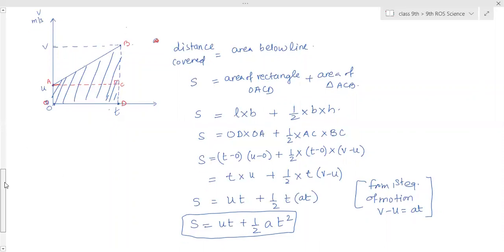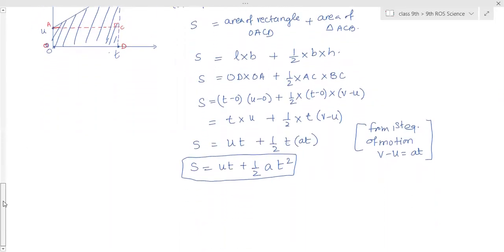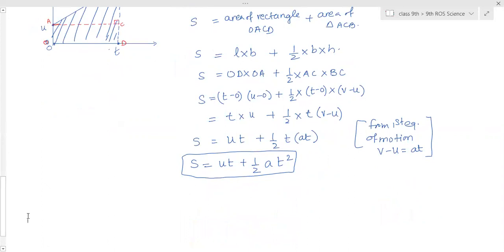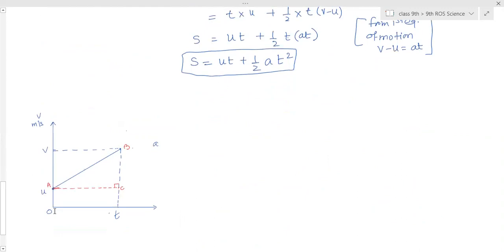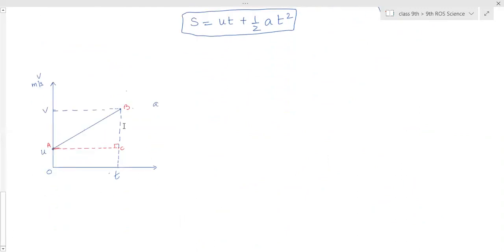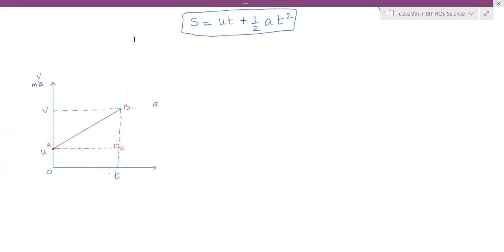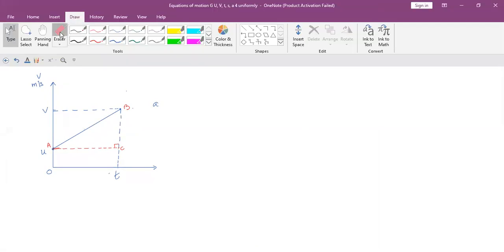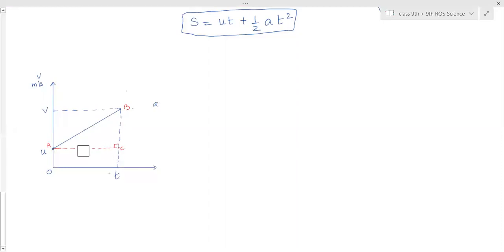Okay, then for the third equation of motion, again we are using the same graph. Now here we will find out the distance covered by calculating the area below the line, and we are not using two different figures now. We are using only one figure, a trapezium. So this part is not needed.